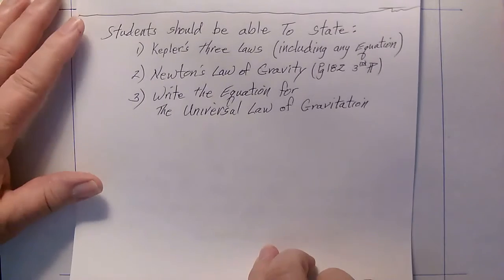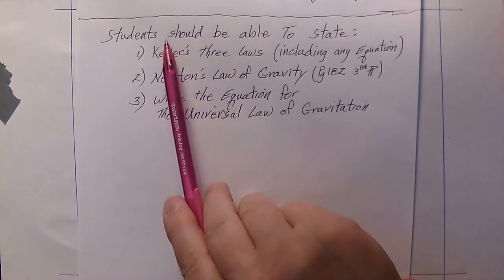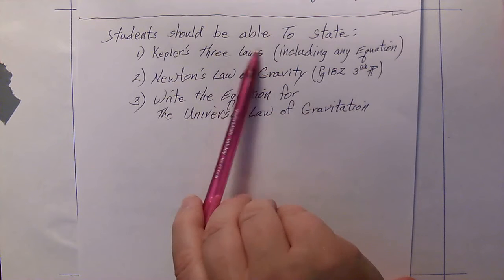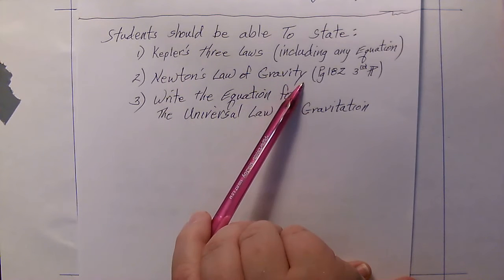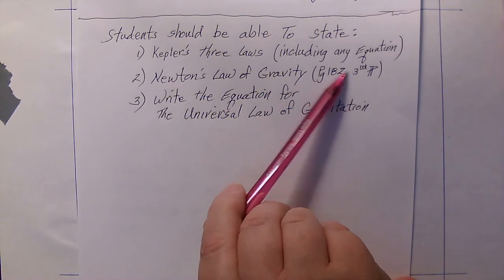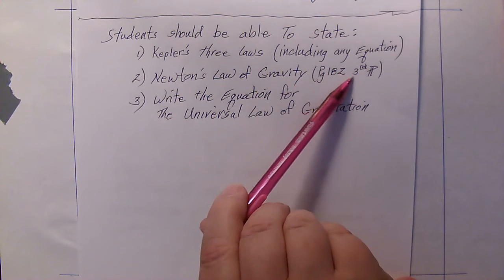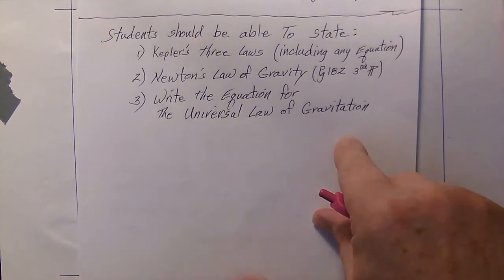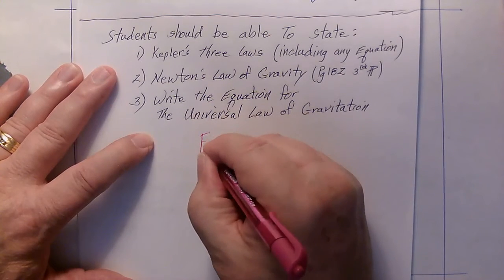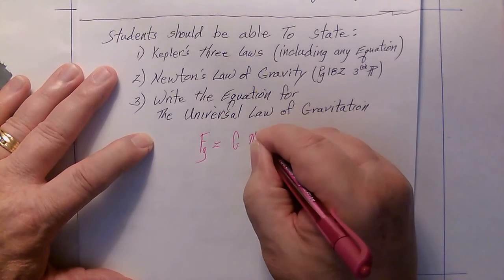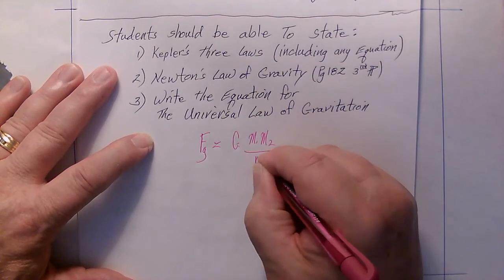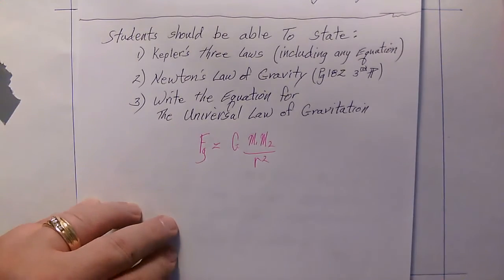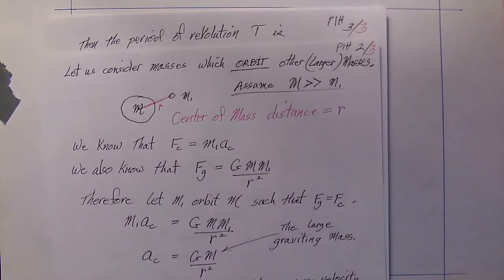Now, this is what I want you to know. You should be able to state Kepler's 3 laws, including any equation that's attached to those. Newton's law of gravity, page 182, and third paragraph is where the law is actually stated, and then be able to write the equation for the universal law of gravitation, which I just gave you. Fg is capital G m1 m2 over r squared, where r is the distance between the centers of m1 and m2.